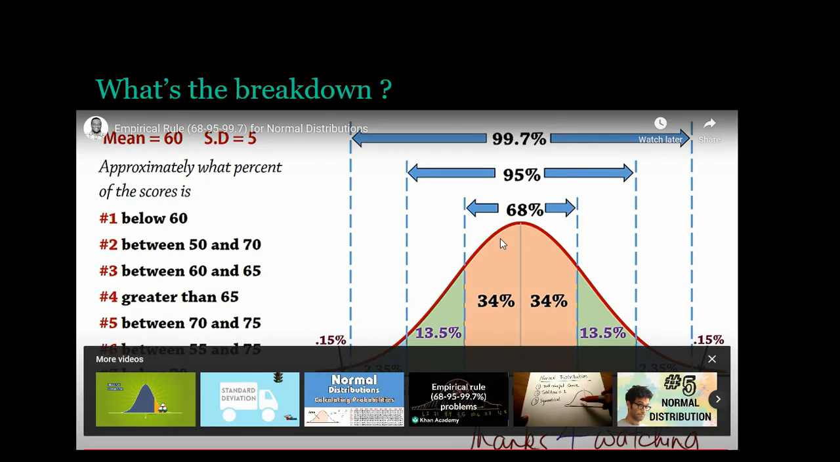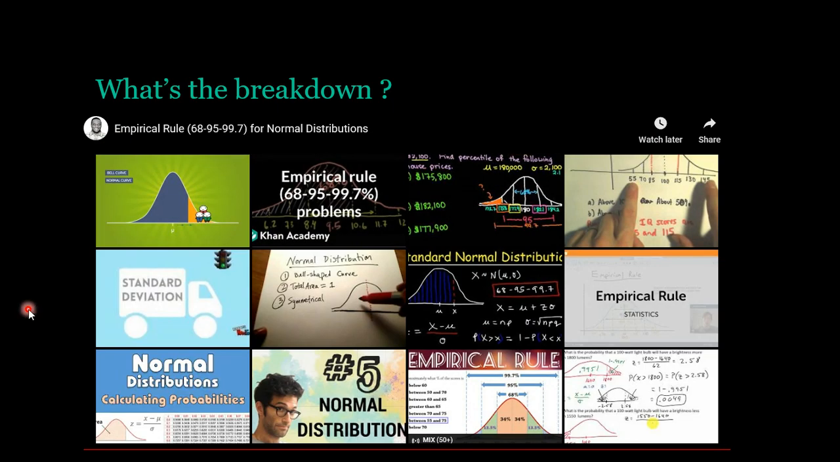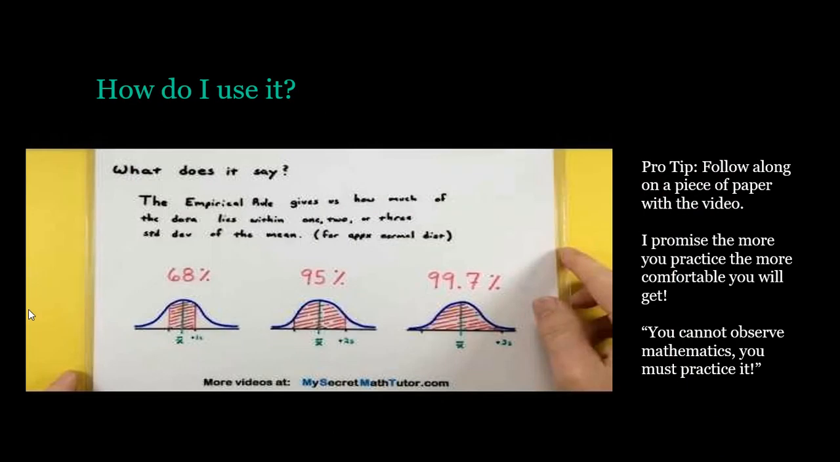So I think he did a really easy application of how to do this. You could certainly add up all of those values too, but he makes it really nice to see exactly what they're going through. So how do we use the empirical rule?